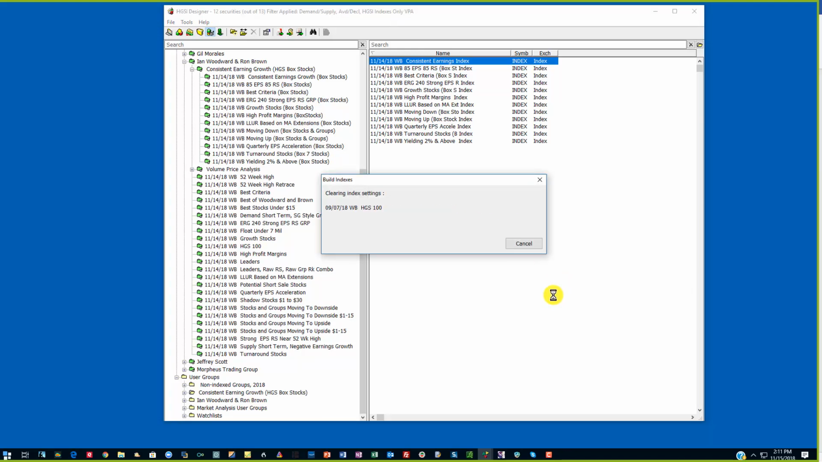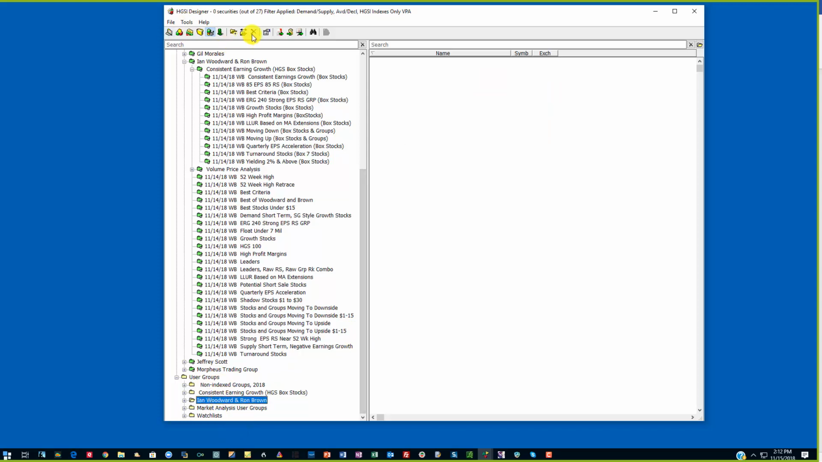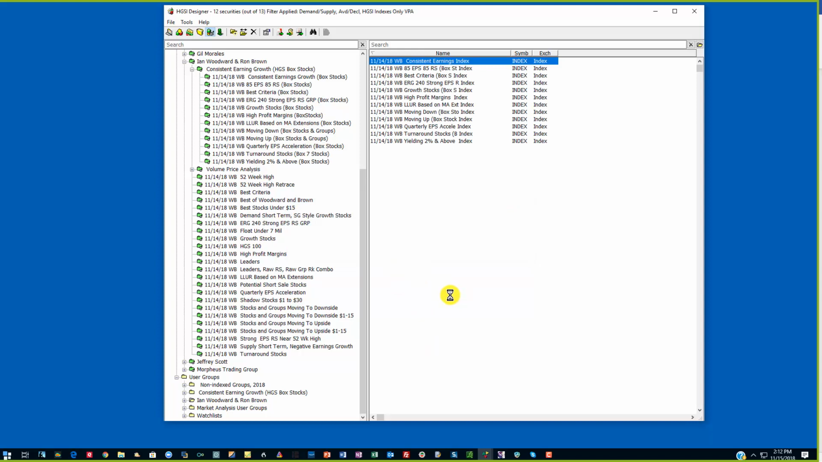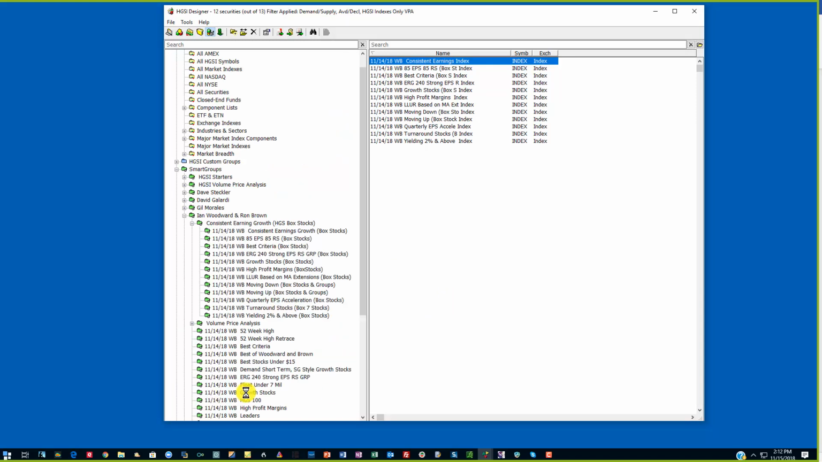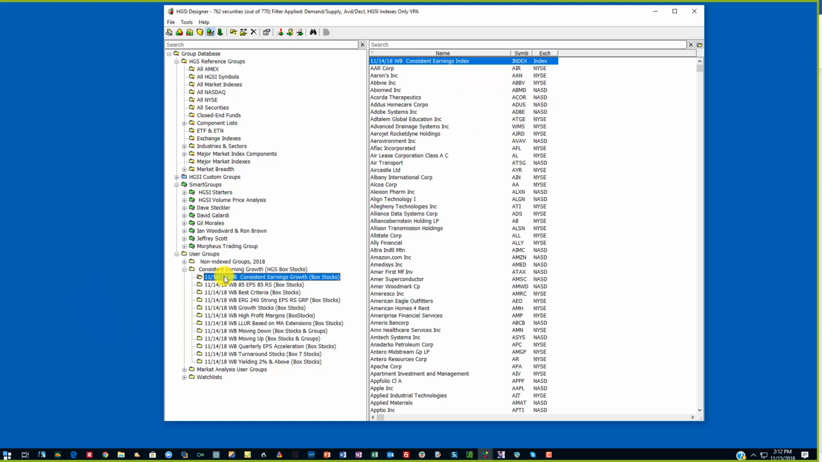Okay, so what I'm doing, or what HGSI is doing, is building indexes of the box stocks. Now, what does that enable us to do? Well, it isolates every one of these categories. And by the way, a lot of these smart groups limit the number of stocks that appear to 25. What this does is it brings every box stock into play. So if I click on this, notice that there are 762 HGSI box stocks in here.